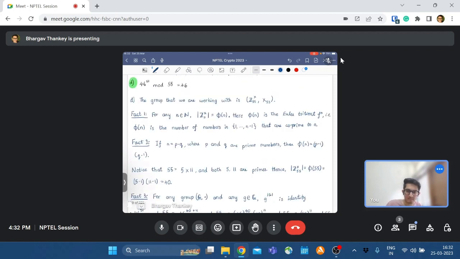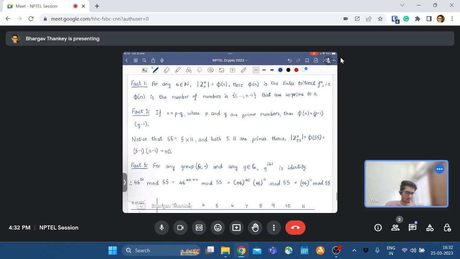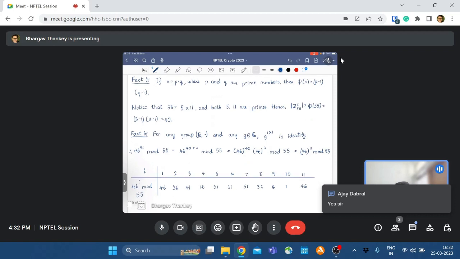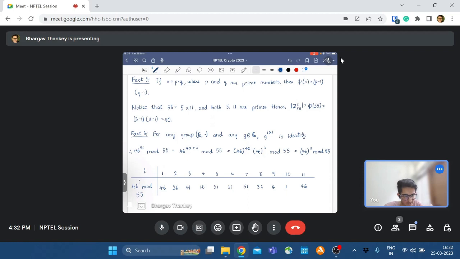Yeah, so D is also correct. Is this fine? By the way, suppose I have 46 to the 4 mod 55. I want to compute 46 to the 5 mod 55. How would I do that? So what I'm asking is, how would you implement the mod operation? Let's feel like a calculator.